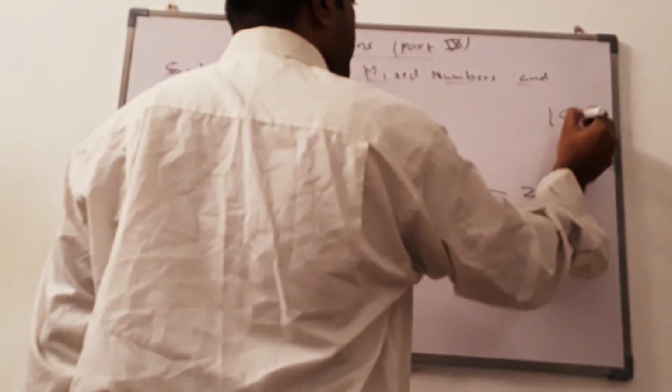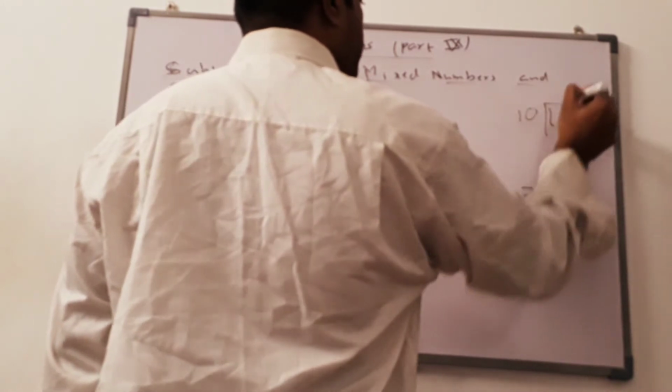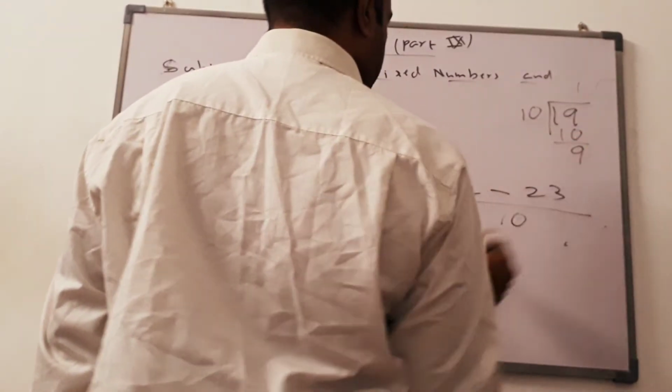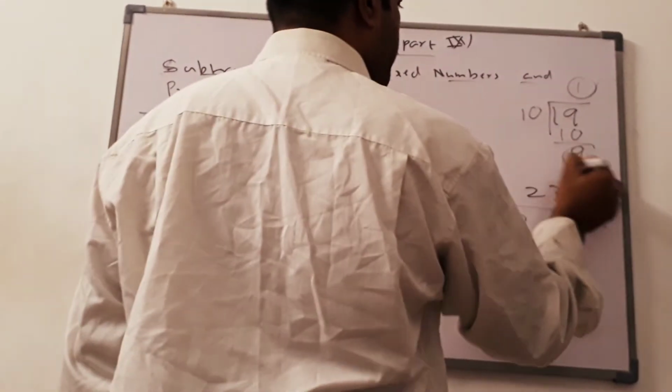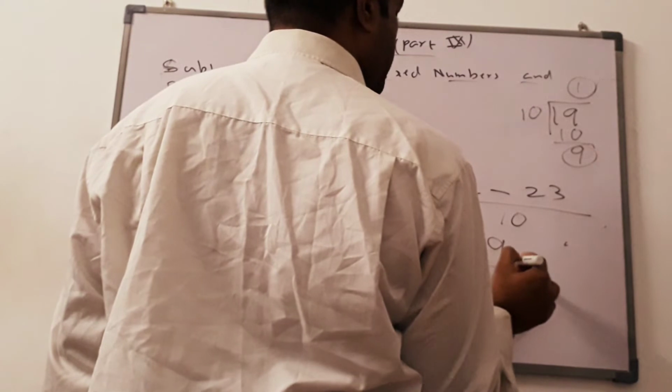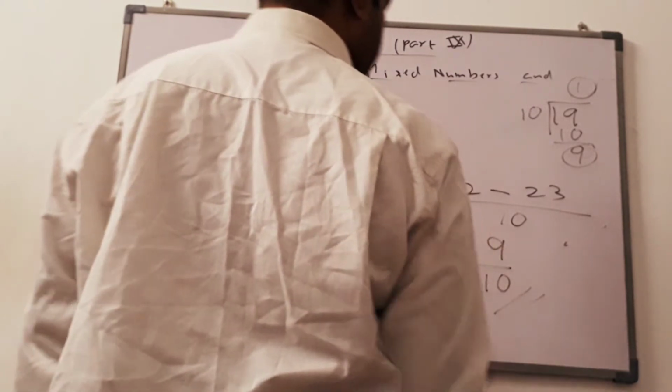So we have to convert it into a mixed number. 10 times 1. So 1 is the quotient, which is the whole number. 9 means the remainder, and 10 is the divisor. So this is the answer here.